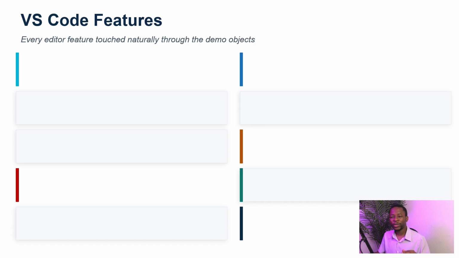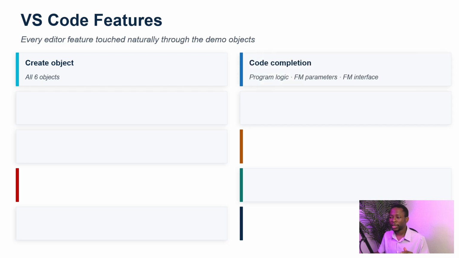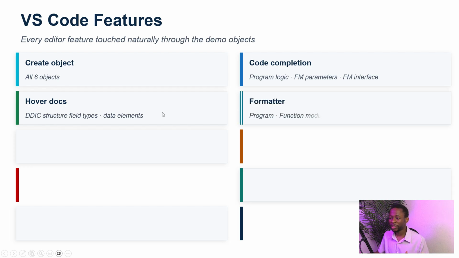While doing this, we are going to touch every editor feature that is available in VS Code. For instance, create object, we are able to create objects, so all 6 objects will be created. And then code completion, you can see how we get AI assisted code completion, and hover docs. If you hover over an object, you get the structures and the data element information.